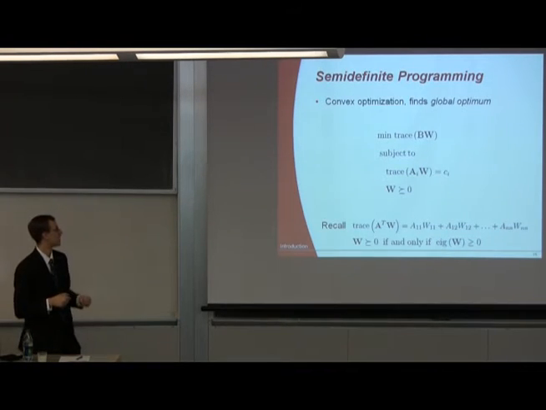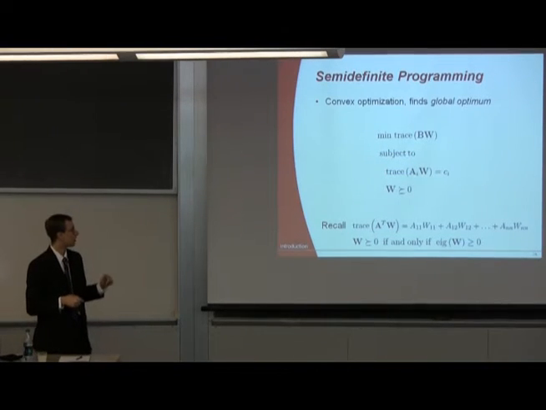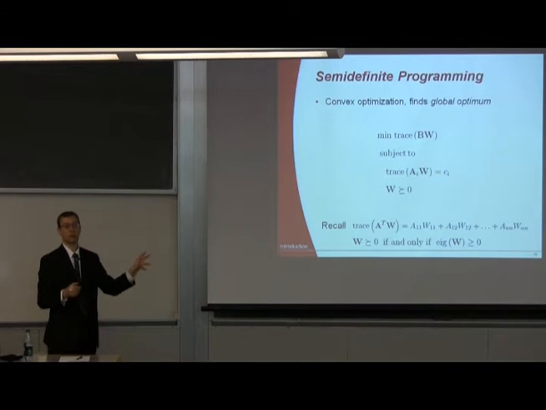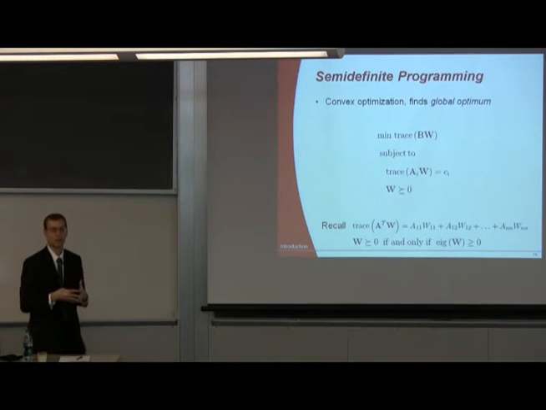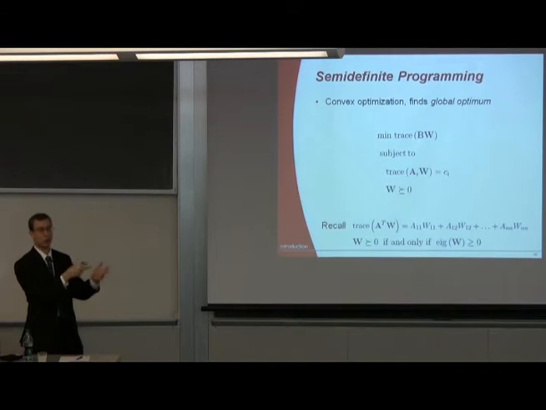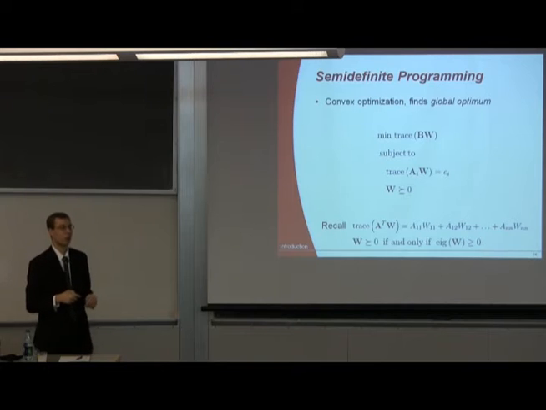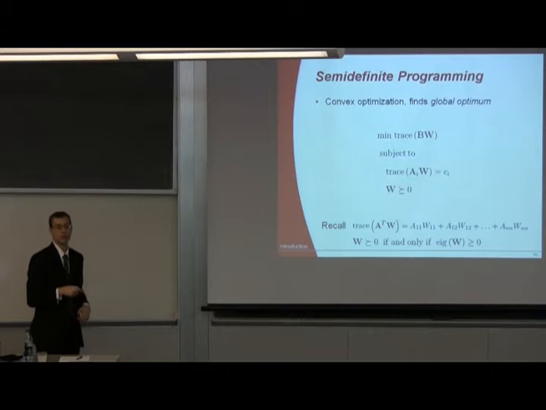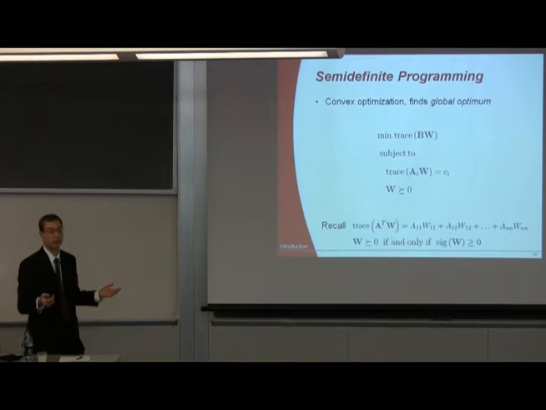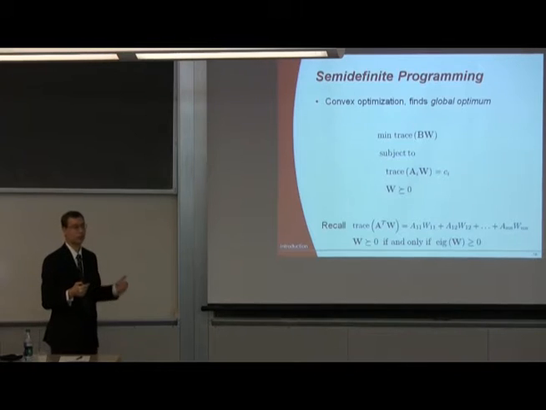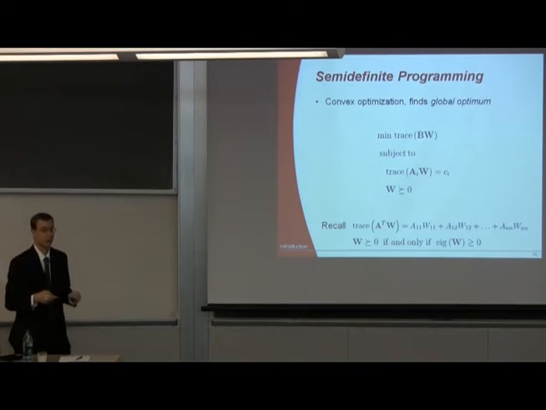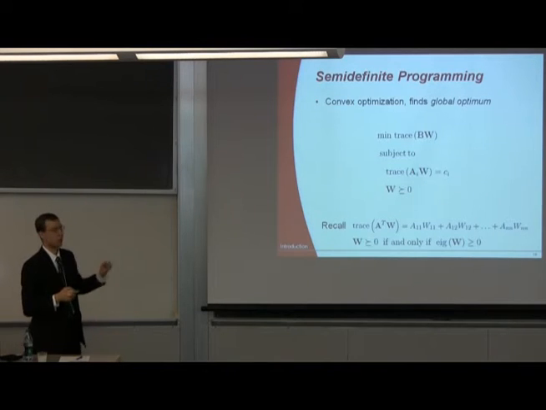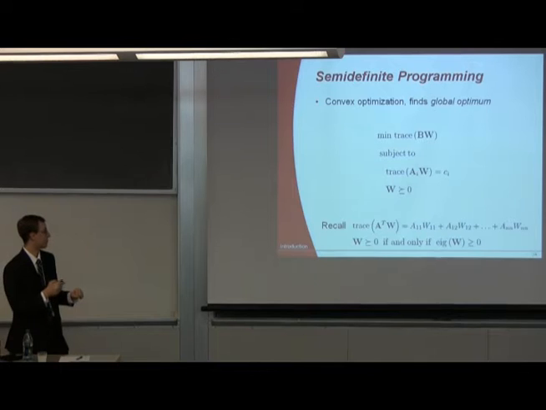B is a specified matrix, A is a specified matrix, and you can recall that the trace operation, if you have the trace of the multiplication of two matrices, it's kind of like dot producting those two matrices together. If you dot product two vectors together, you just multiply the corresponding elements and add them together. It's kind of the same thing for the trace of a matrix multiplication. So this is linear, and that's linear. Where the nonlinearity comes in is that we constrain this matrix variable to be positive semi-definite. What does positive semi-definite mean? It means that all the eigenvalues are non-negative. It's semi-definite, so they could be zero, but they're all non-negative. Hopefully I didn't throw too much linear algebra at you. The idea here is we have this new optimization formulation that allows us to do some cool things.